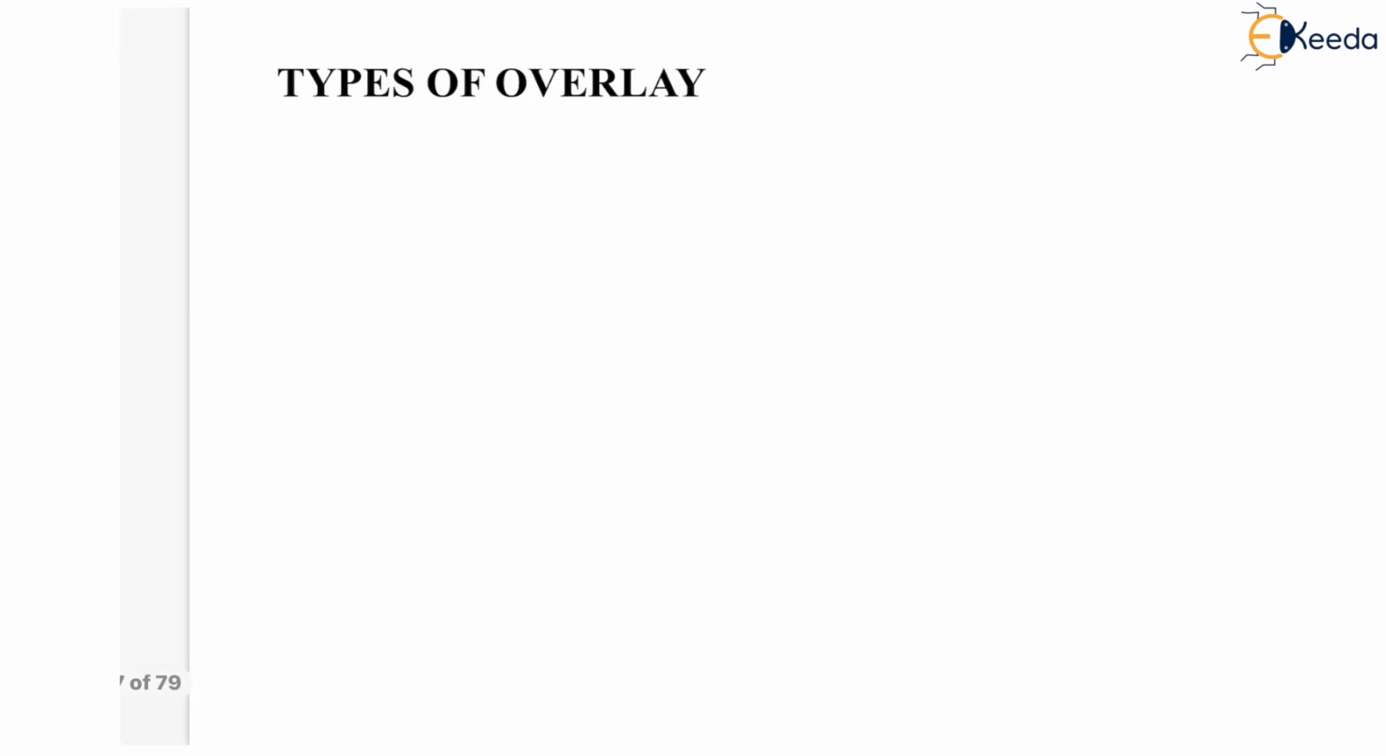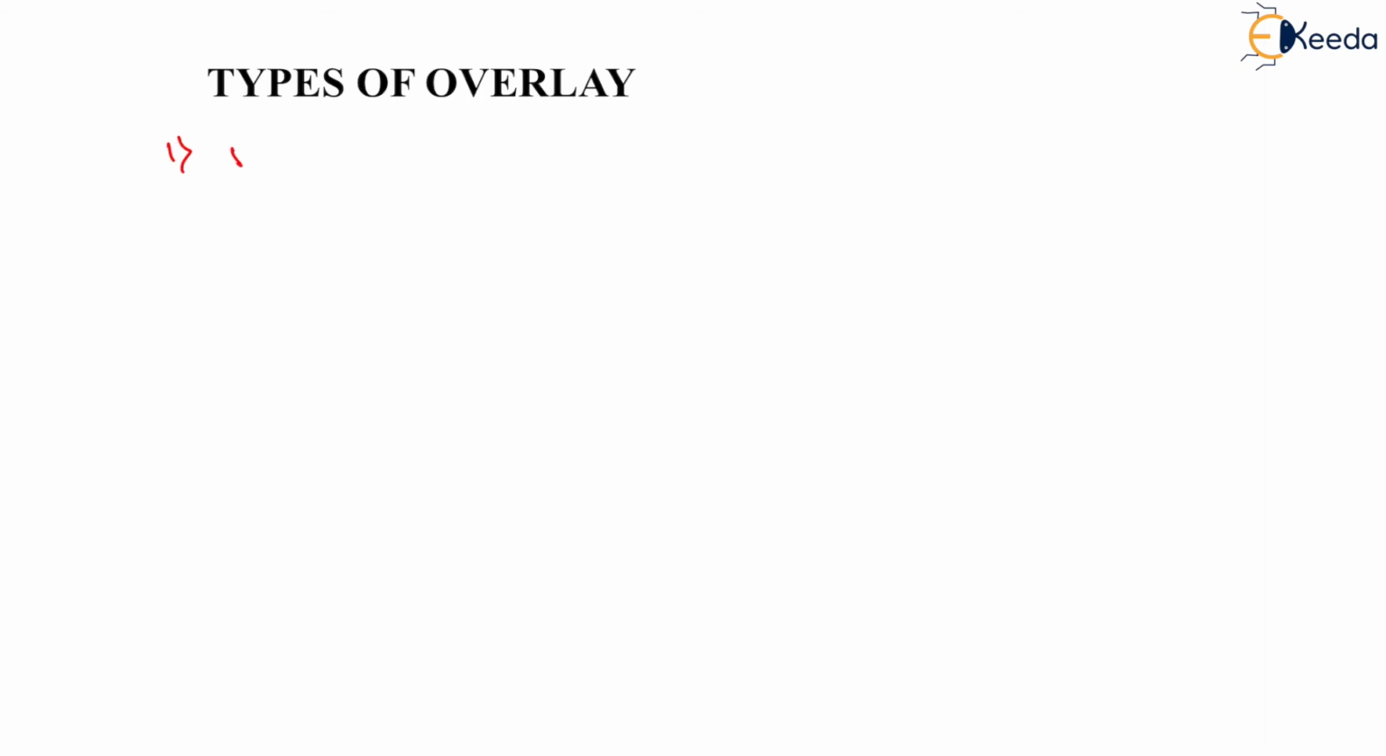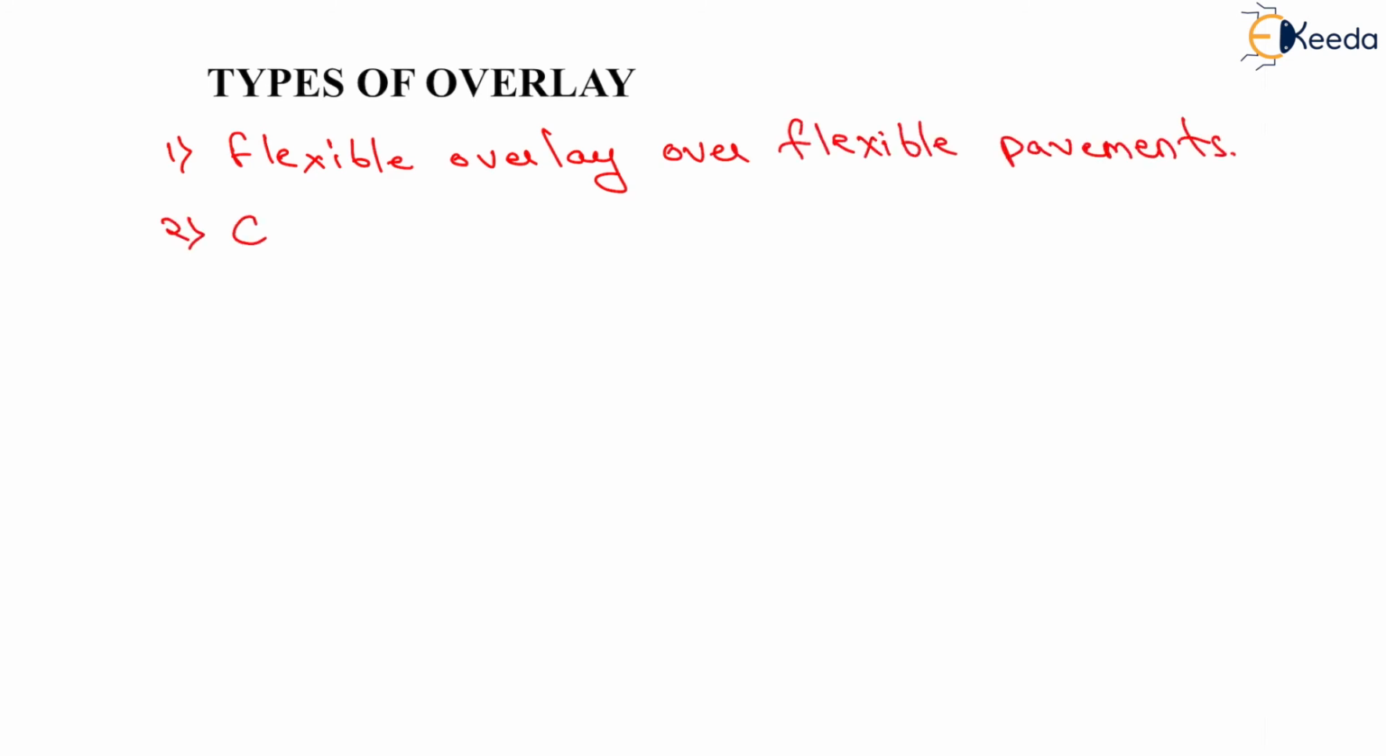Now we have to see the types of overlay. The overlay combinations are divided into 4 categories based on the type of existing pavement and the overlay. The first one will be the flexible overlay over flexible pavement. Next one is cement concrete or rigid overlay over flexible pavement.